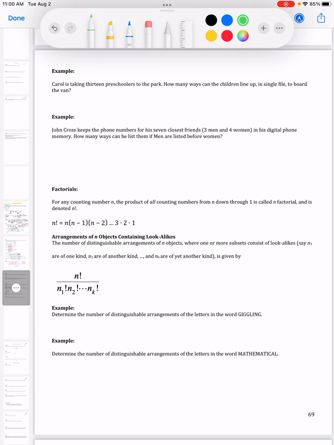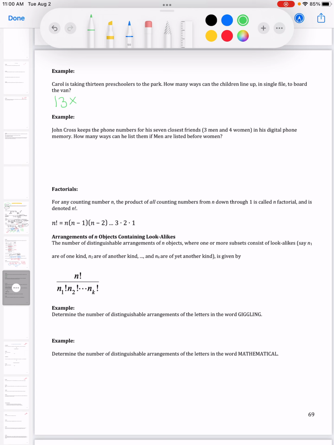Like I said, we're going to look at some more of those factorials. So here we have 13 preschoolers and we need to line them up in line. If you're the line leader, you can't be the door holder too. Everyone's going to be in order one at a time. So I have 13 choices for the first person, the line leader.